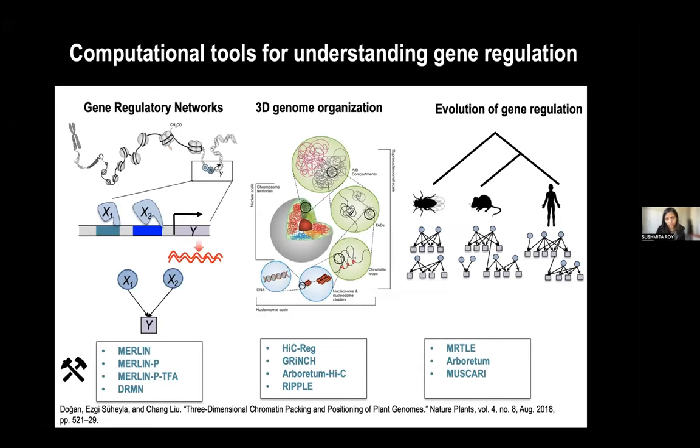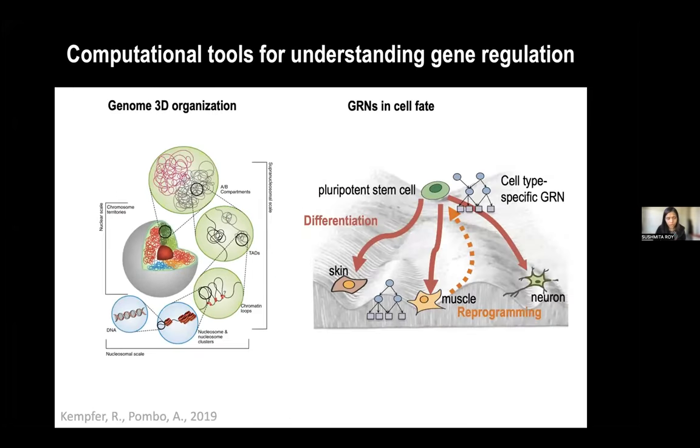Another direction that we've been looking at, in collaboration with Mike Wilson and Jennifer Mitchell, is 3D organization, and a third direction is to examine the question of evolution of regulation and gene regulatory networks, also in collaboration with Mike and Jennifer. So my talk today is going to focus on these two aspects. The first part of the talk will focus on how we can look at 3D genome organization and dynamics of 3D genome organization. And the second part will be about defining gene regulatory networks.